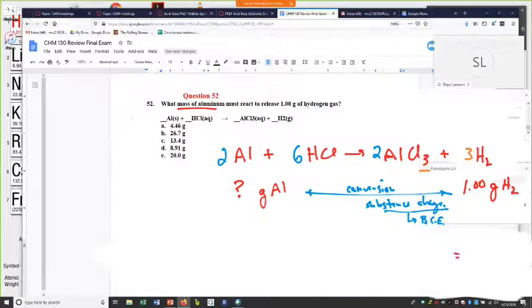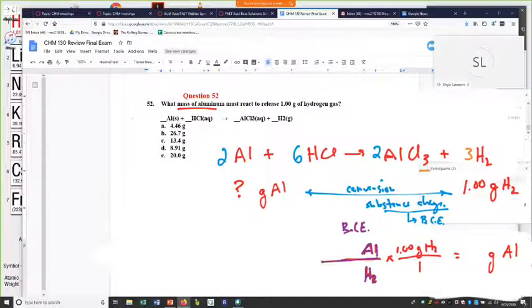What were we looking for? Grams of aluminum. Okay, we were given 1.00 grams of hydrogen over 1, because it's a single piece of information. I would need to get rid of the hydrogen and bring aluminum in. Based off of what I remember of my videos, I think I have this one in purple whenever it's involving a balanced chemical equation. The measurement unit associated with a balanced chemical equation is typically moles. It's the easiest one to work with.